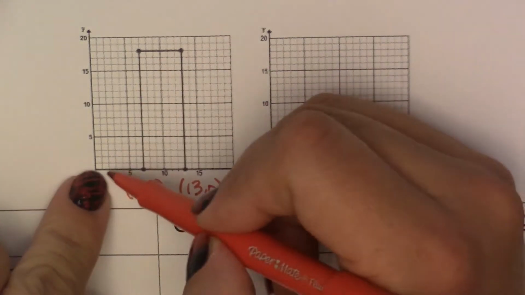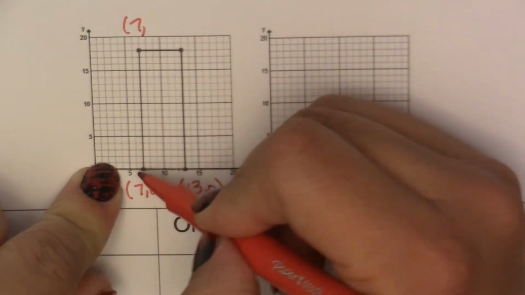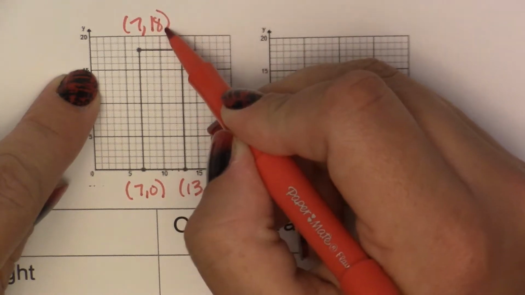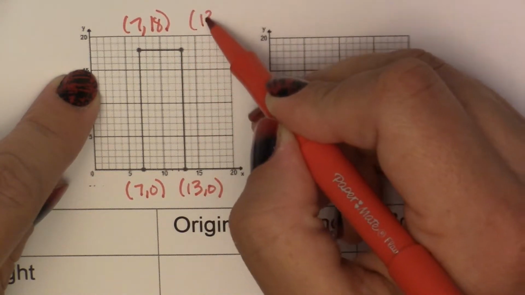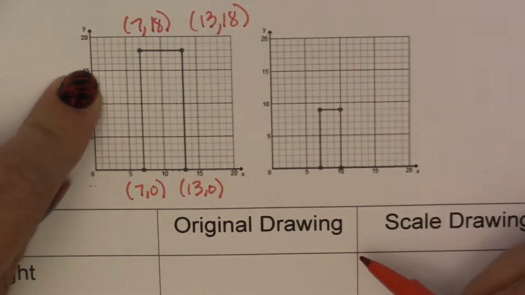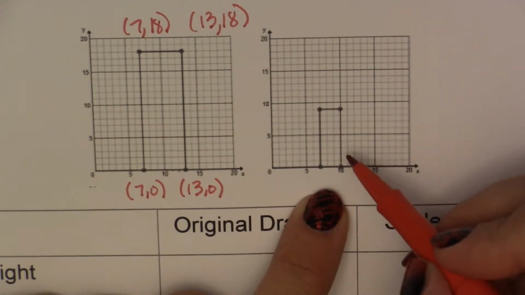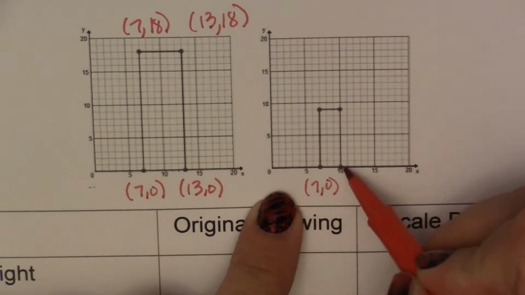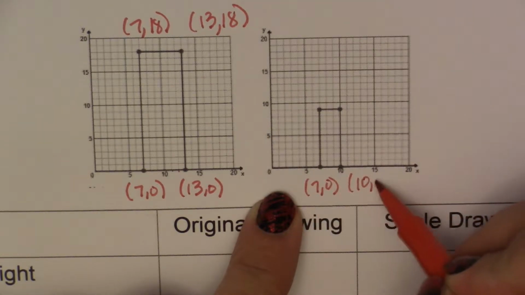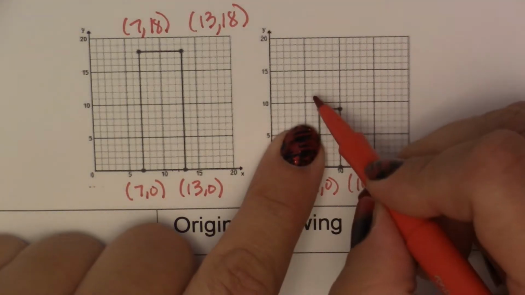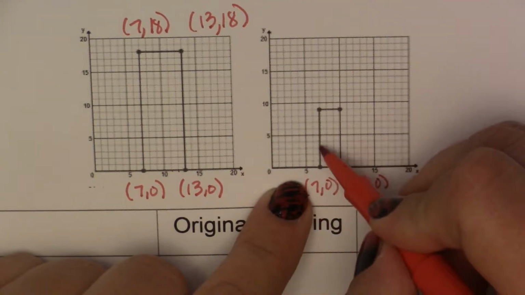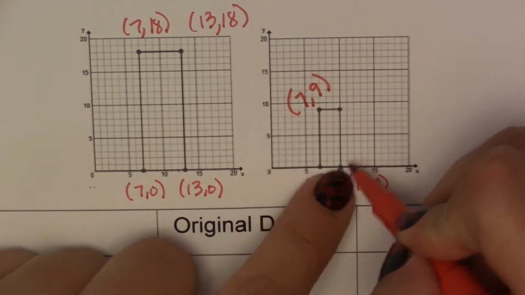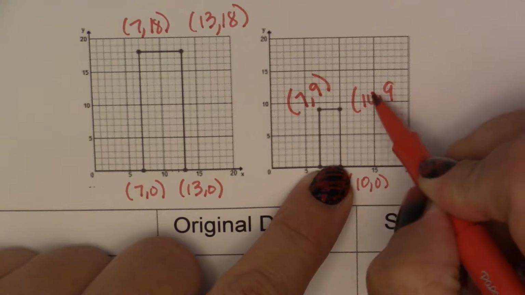For this point, again, I go over 7. And then I go up, there's 15, 16, 17, 18. And then for this point, I go over 13 and up 18. On my image, I go over 7 and up 0. On this point, I go over to 10 and then up 0. For this point, I go over 7 and up 9. And then for this one, I go over 10 and up 9.